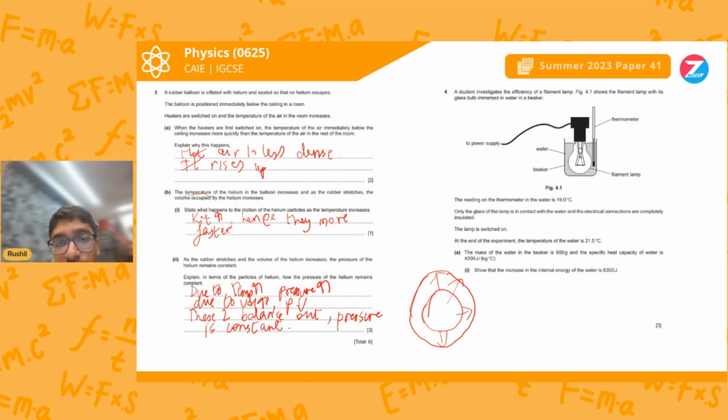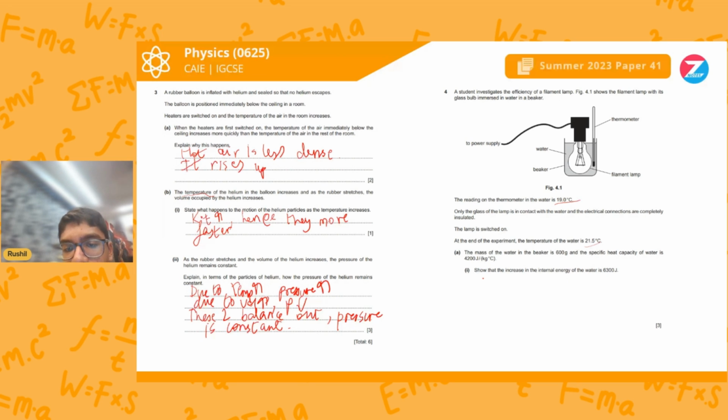Now, we move on to the fourth question, which says that a student investigates the efficiency of a filament lamp, and it shows the filament lamp with a glass bulb immersed in the water in a beaker. The reading on the thermometer is 19 degrees Celsius. Only the glass of the lamp is in contact with the water, and the electrical connections are completely insulated. The lamp is switched on. At the end of the experiment, the temperature of the water is 21.5 degrees. The mass of the water is 600 grams, and the specific heat capacity is 4200. Show that the increase in internal energy of the water is 6300 joules.